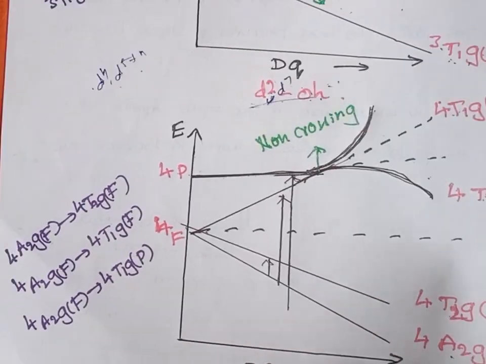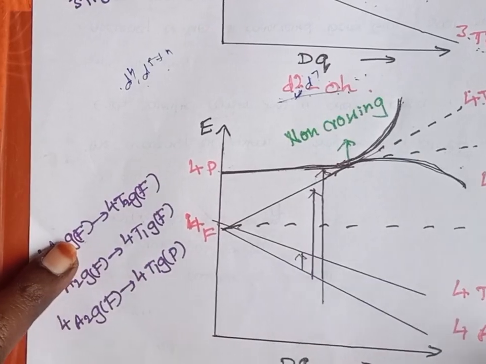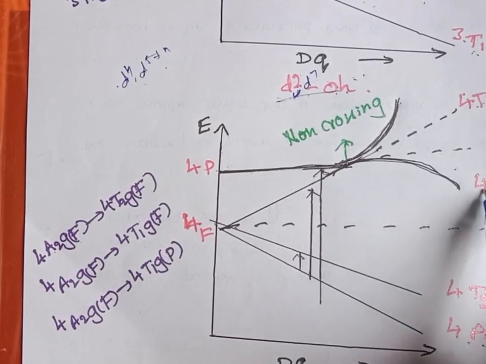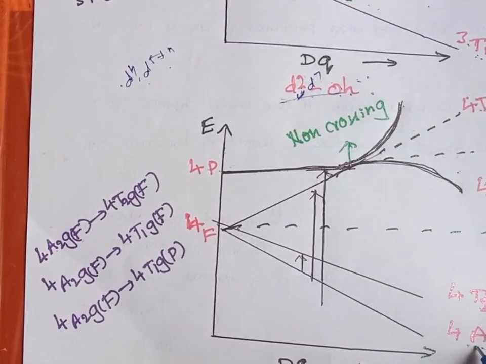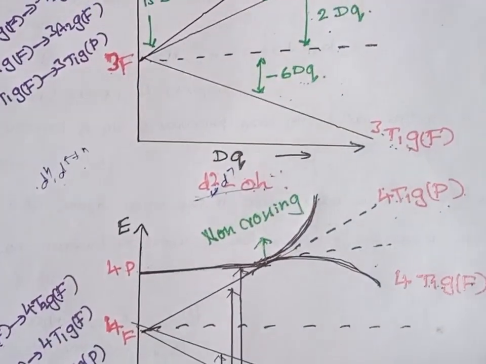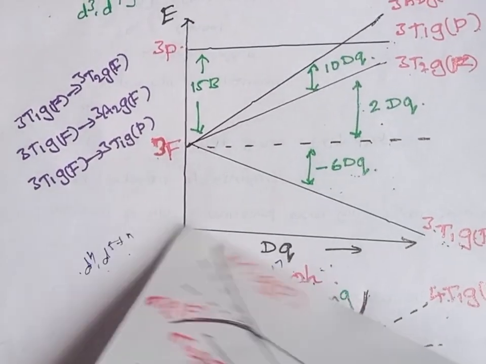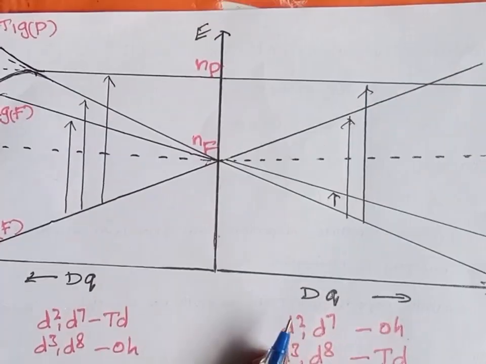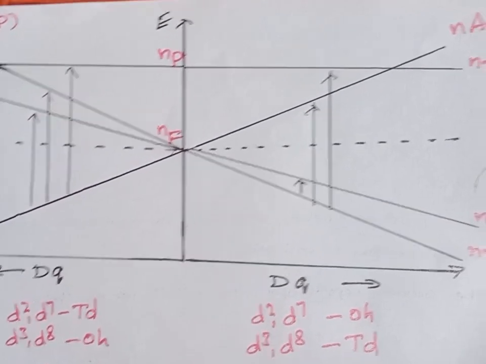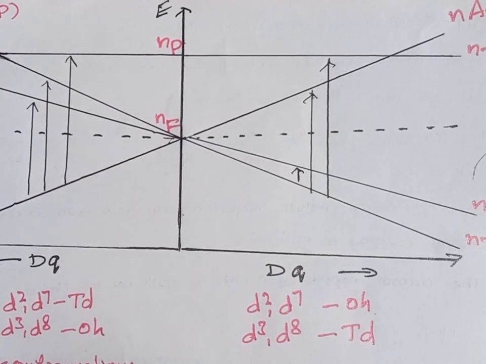Okay. So here also 3 transitions: 4A2GF to 4T2GF, 4A2GF to 4T1GF, and 4A2GF to 4T1GP. 3 transitions will take place. If we combine these 2 diagrams, we get only one diagram, which mainly explains the Orgel diagram for d2, d7, d3, d8 electronic systems.